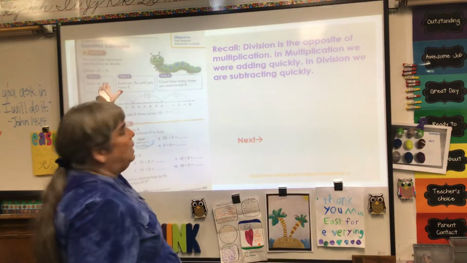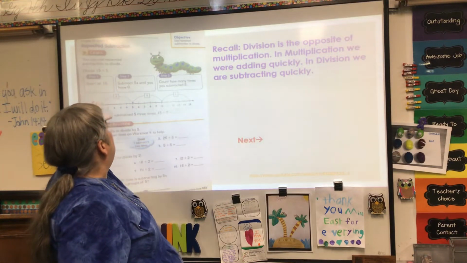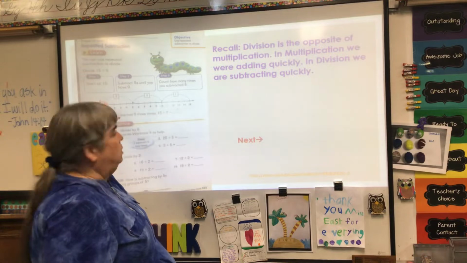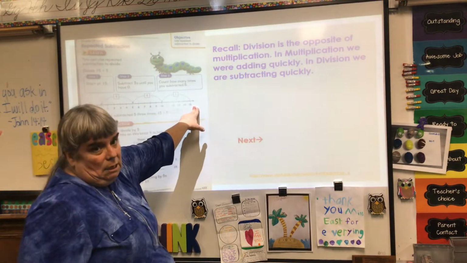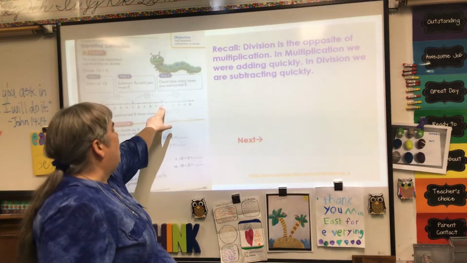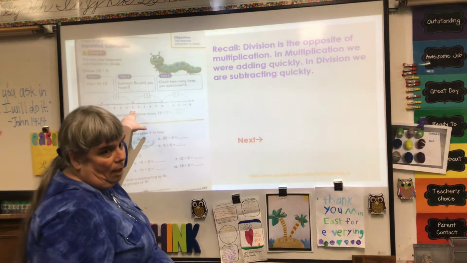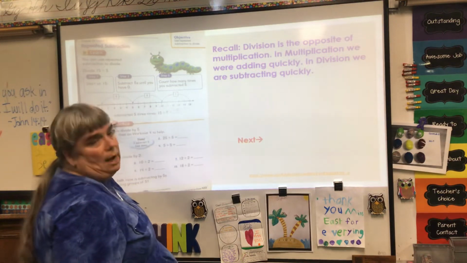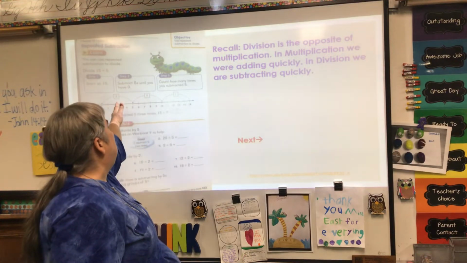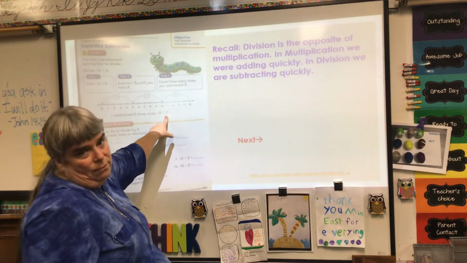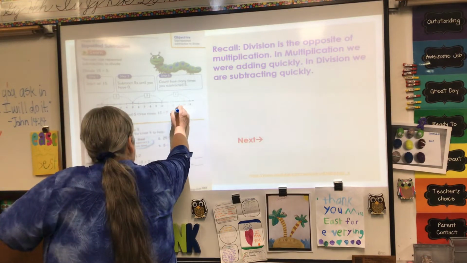So the example we have in the book right here is 15 divided by 5. The nice thing they have here on your page is a number line. If you start at 15, you're going to subtract 5 and you'll get to 10. Subtract 5 more, you'll get to 5. Subtract 5 more, and now you're at 0. So that tells me there are 3 sets of 5 in 15. So that's how they did that one.